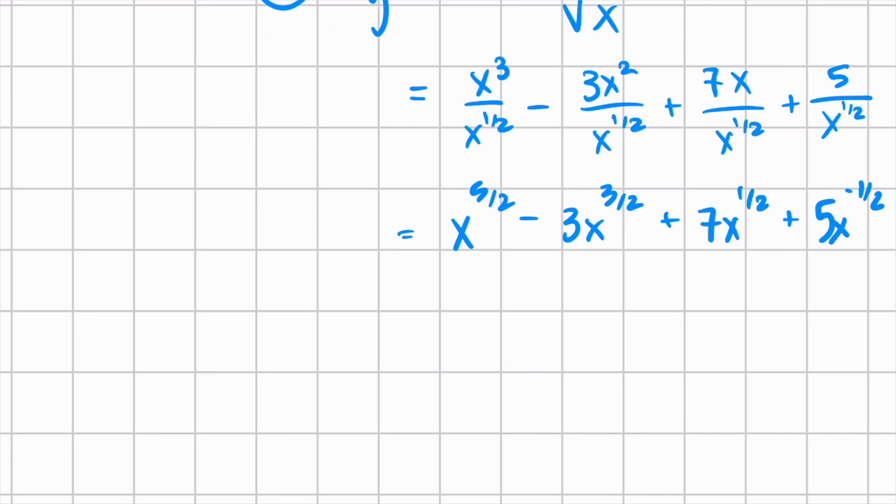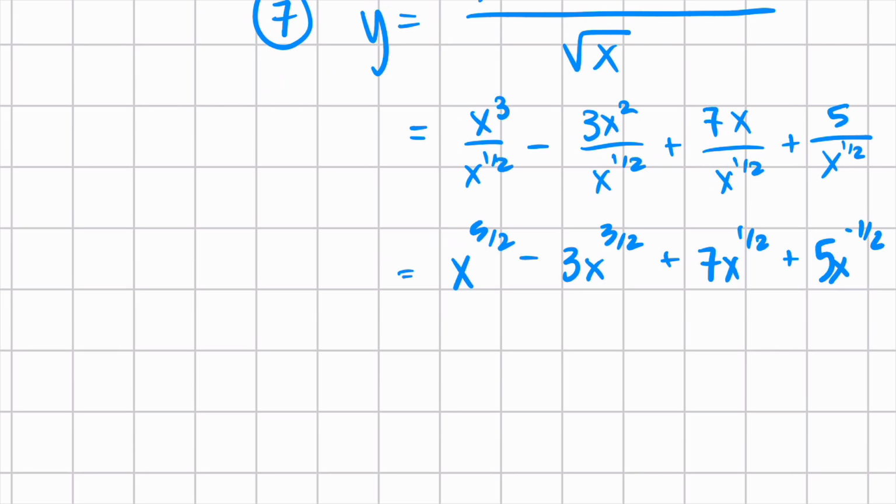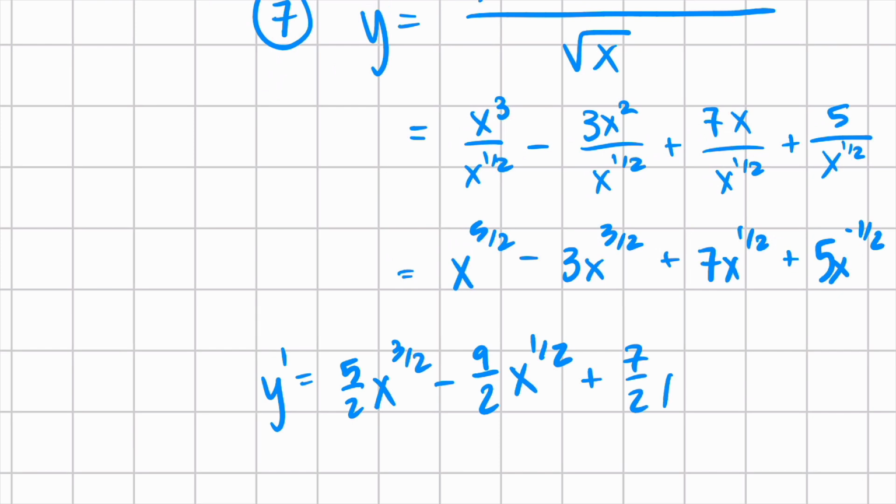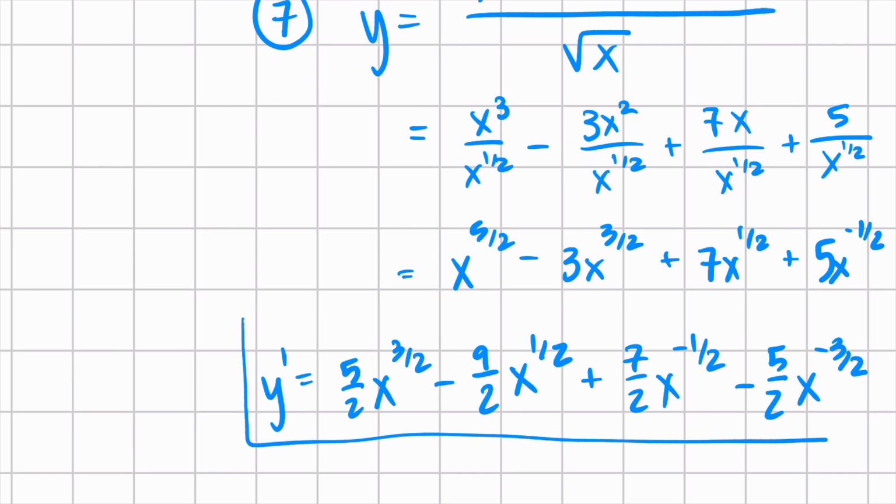Notice now we can take the power rule. So my derivative, I'm going to say y prime, is 5/2 x, bring down that exponent, decrease your exponent by 1, minus, bring down the 3/2, multiply by 3, we get 9/2 x, subtract 2/2, you get to the 1/2, plus 7/2 x to the negative 1/2, minus, because I'm bringing down a negative 1/2, 5/2 x to the negative 3/2. We could rewrite the negative exponent terms, but we're not going to do that in this video.